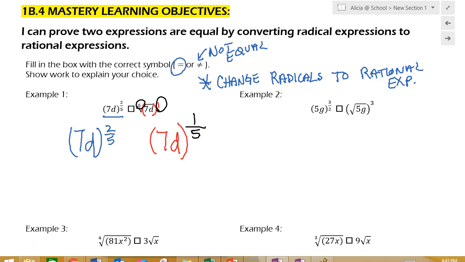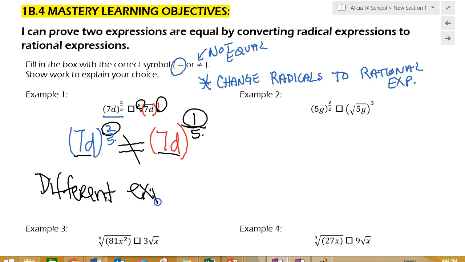Now I'm looking at these two expressions and I see the bases are the same, 7d and 7d, and the denominators of the exponents are 5 and 5, but my numerators are not equal. So I'm going to put that not equal sign. To keep that in mind, remember that they have different exponents: I have one that says 2/5 and the other one that says 1/5. Those are not equal.